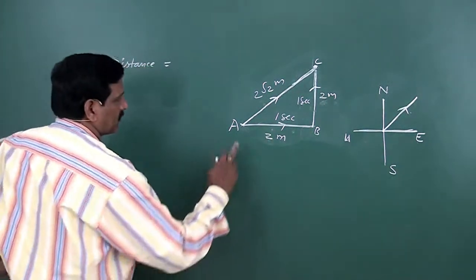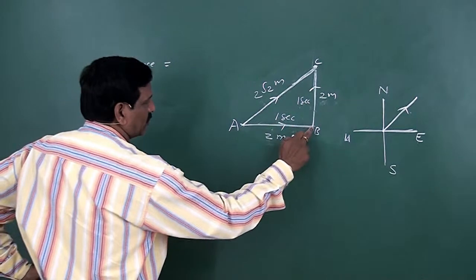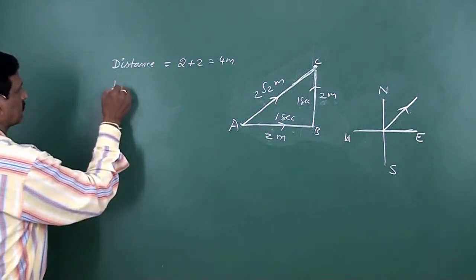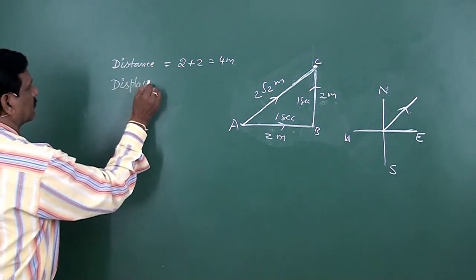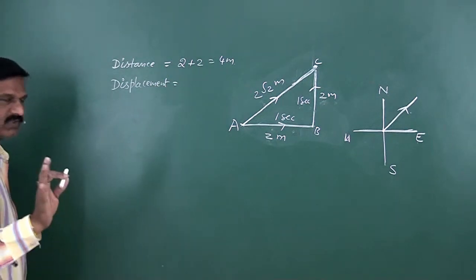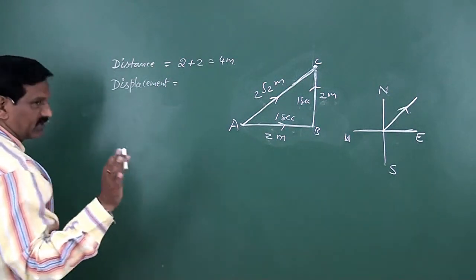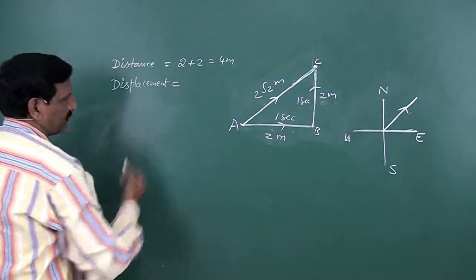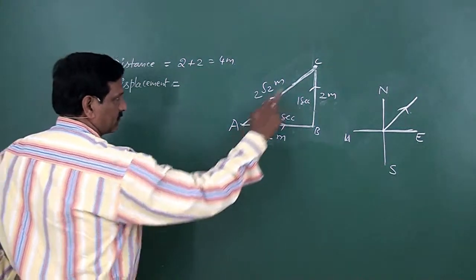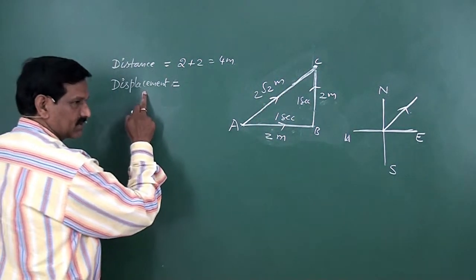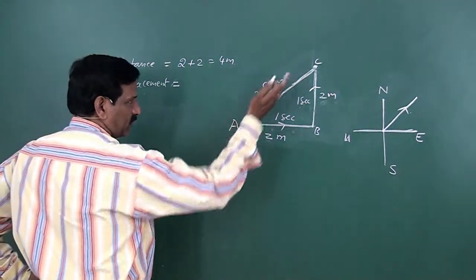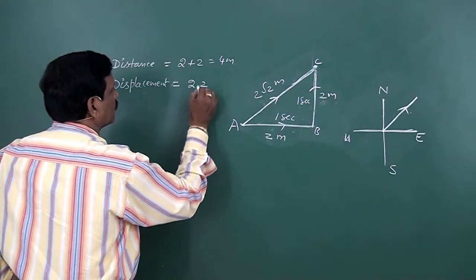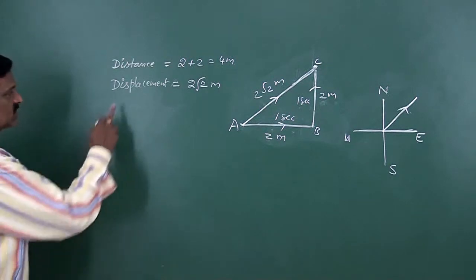Distance in this case is the total path length, 2 meter plus 2 meter, 4 meter. This is distance. Then displacement, the magnitude of displacement. We are not writing the direction, we just write the magnitude of displacement. This is the initial point, this is the final point. Displacement means the shortest distance between the initial point and the final point. So this is the displacement. Hence this is 2 root 2 meter. This is displacement.